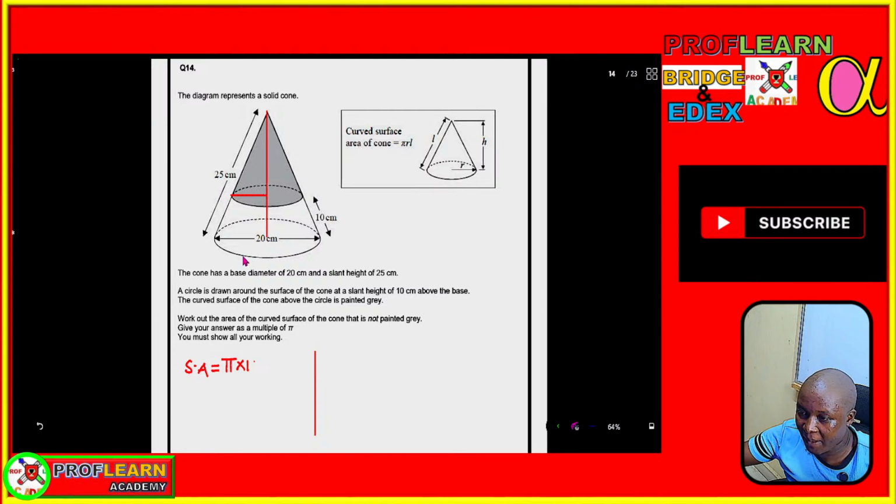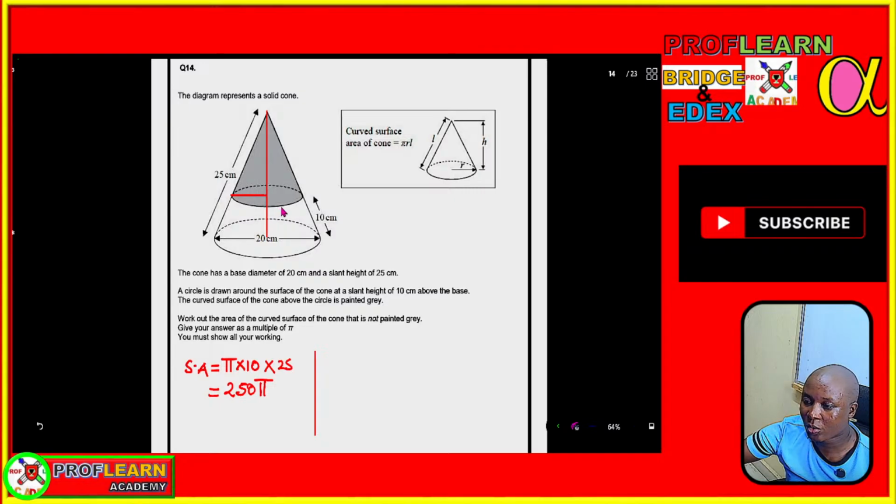Okay, that's the diameter. So this is going to be 10, times the slant length, this is 25. If you work it out, this is going to be 250 pi as the curved surface area of the entire cone.